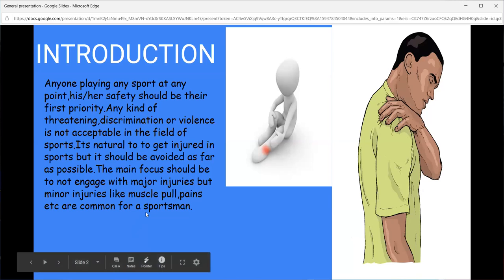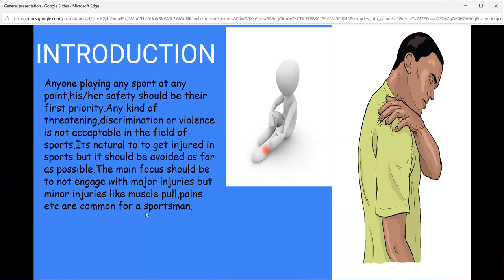So, any kind of threatening, discrimination, or violence is not acceptable in the field of sports. It's natural to get injured in sports, but it should be avoided as far as possible. The main focus should be not to engage with major injuries like fractures and brain hemorrhage and all, but minor injuries like muscle pull pains are common for sportsmen.